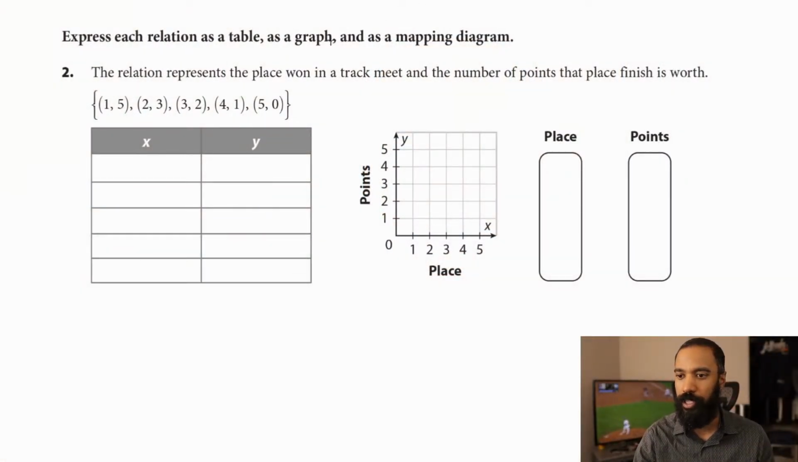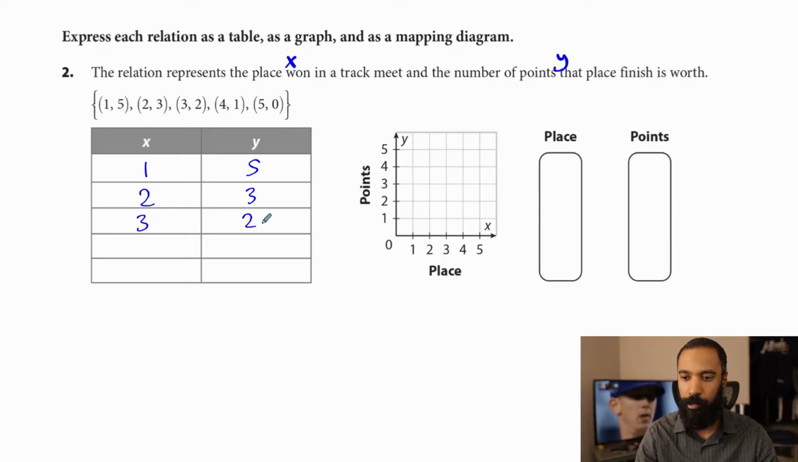Problem number two, the relation represents the place one finishes in a track meet and the number of points that place finish is worth. So if you finish first place, you receive 5 points. It looks like the x is the place that you receive and the y is the number of points that you earn. Let's go ahead and reduce that thinness. First place gets 5 points. Second place gets 3 points. Third place gets 2 points. Fourth place gets 1 point. And fifth place gets 0 points.